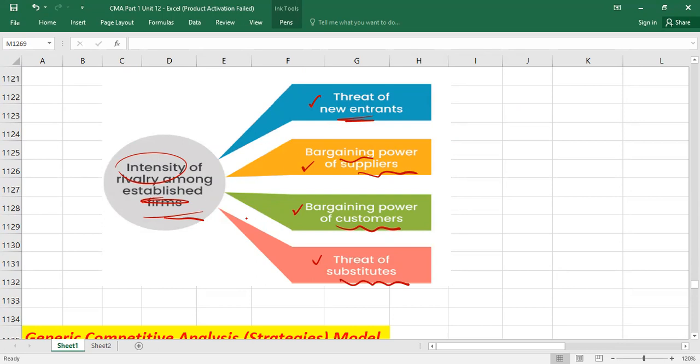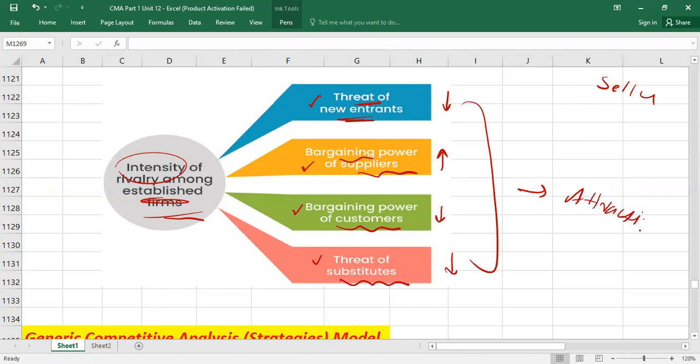So guys, please remember, as a seller, what is better? Threat of new entry should be low, like it is not easy for a new entrant to enter. Bargaining power of supplier should be high. Bargaining power of customer should be low. And threat of substitutes should be low. Then that market is attractive for you, and there you can earn money or profit in the long term. Okay, guys, I hope it is clear.